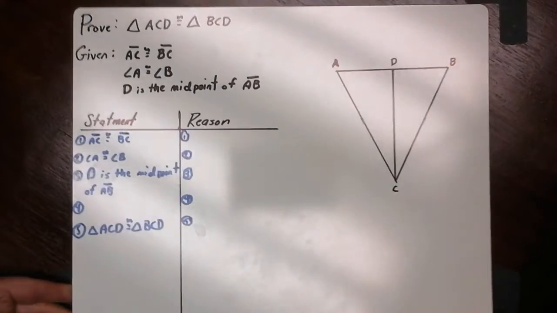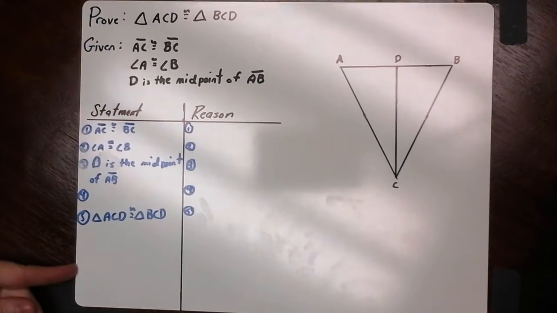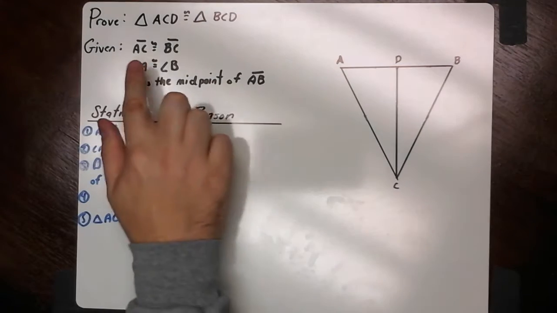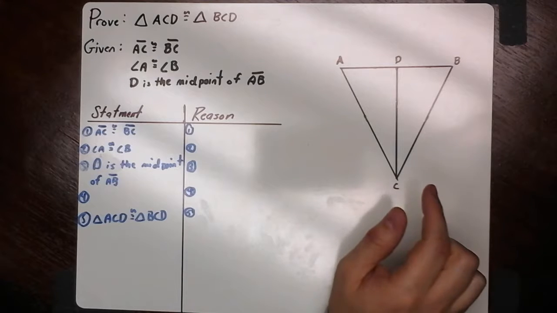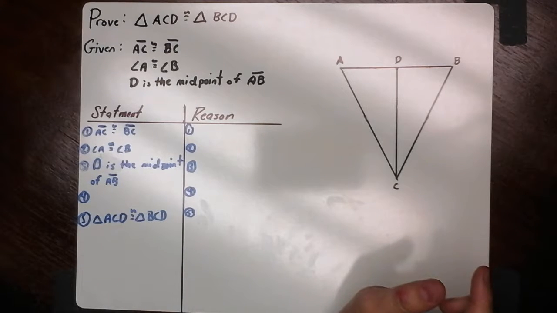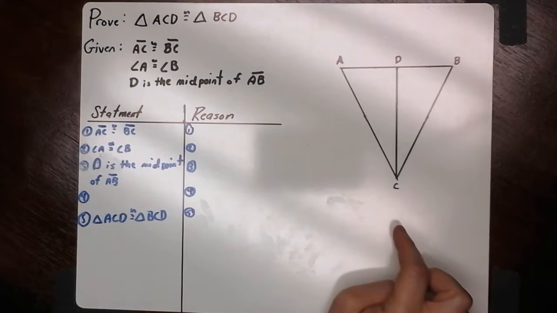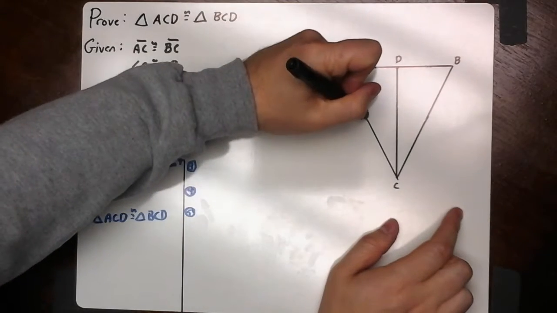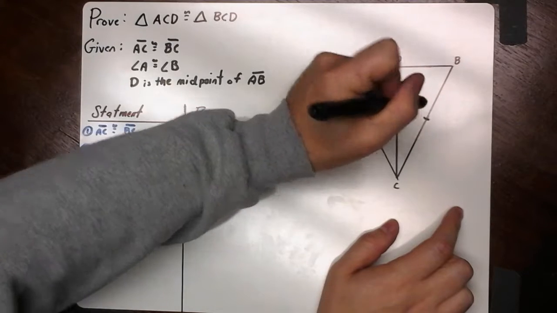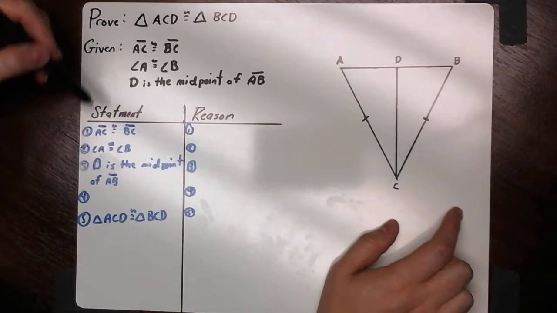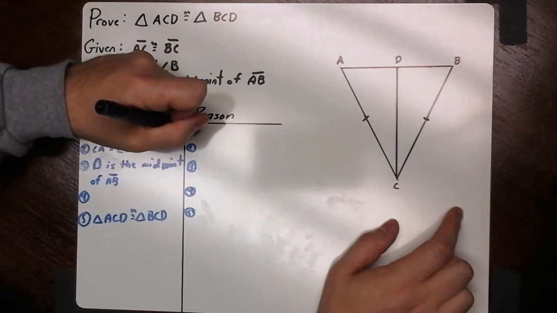All right. So in order for me to get this one to work, I had to give us a lot of givens here. So let's go through it. First thing it says is that AC is congruent to BC. So AC is congruent to BC. I'm going to mark that off. And I know that because they gave it to me. So that's given.